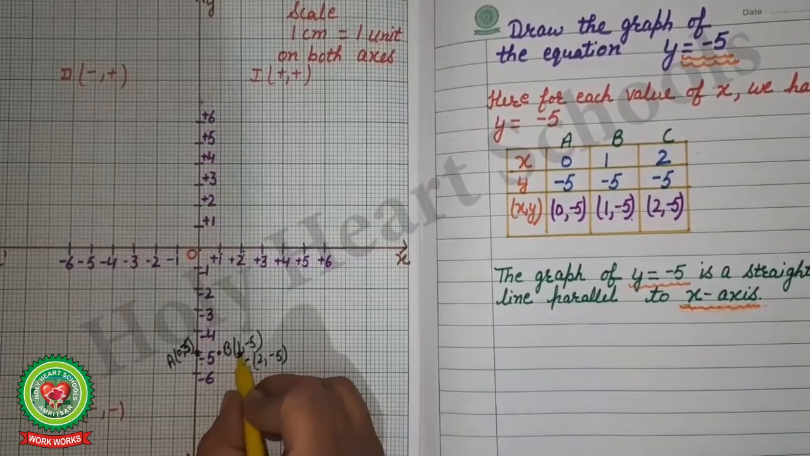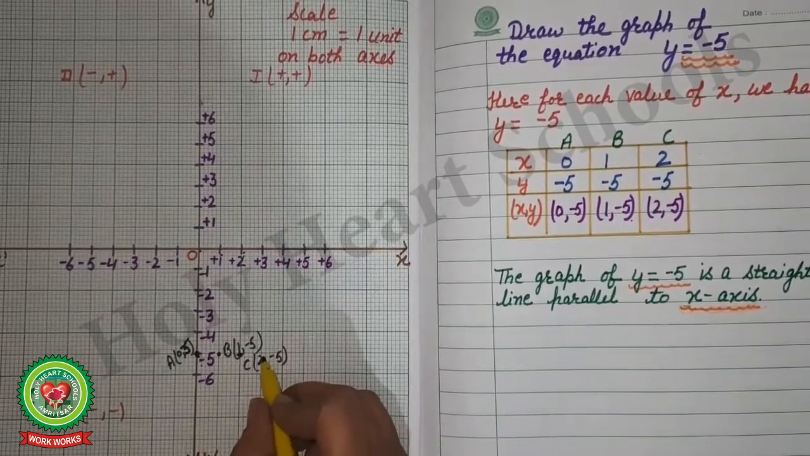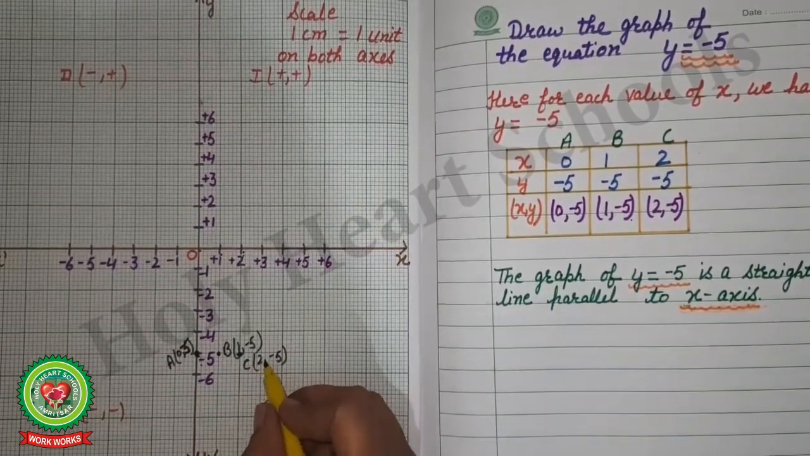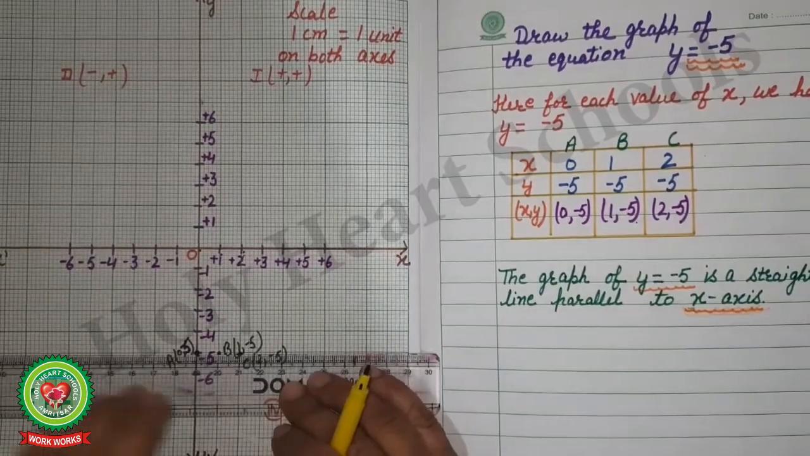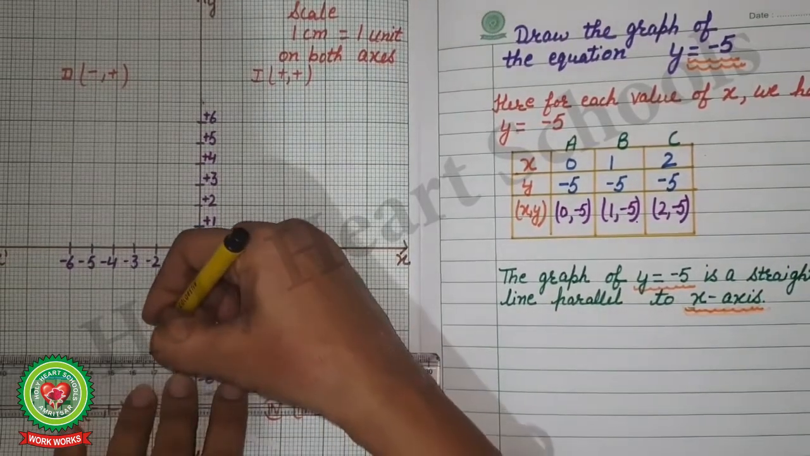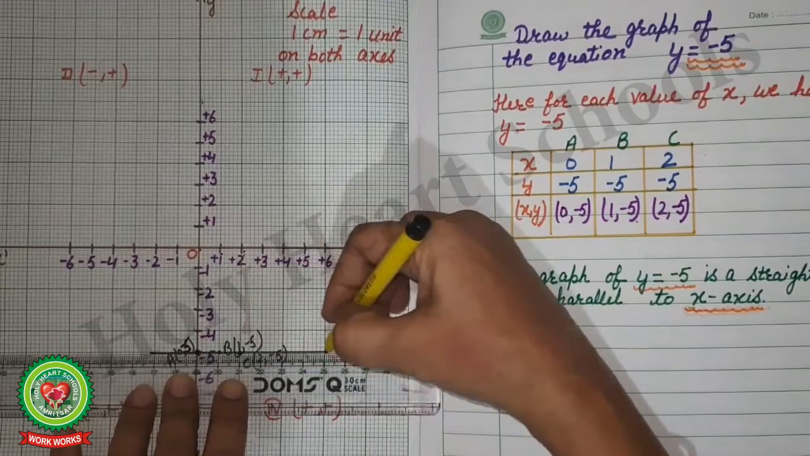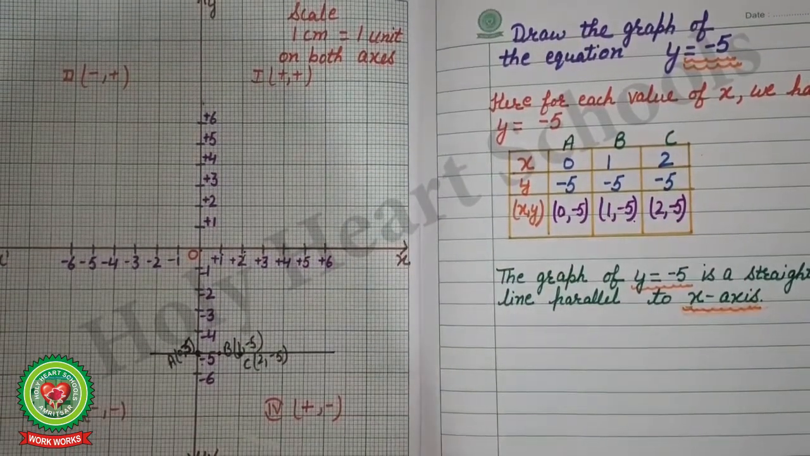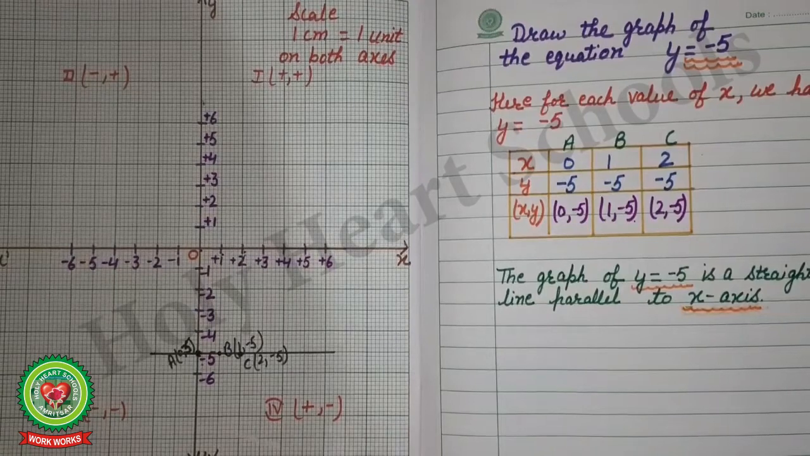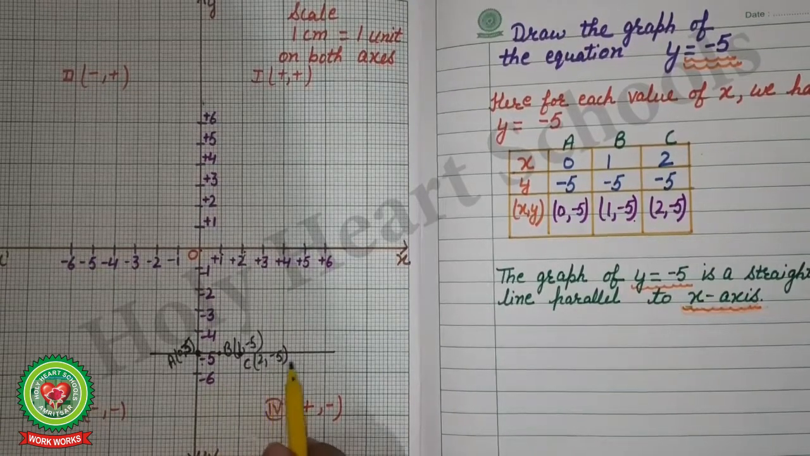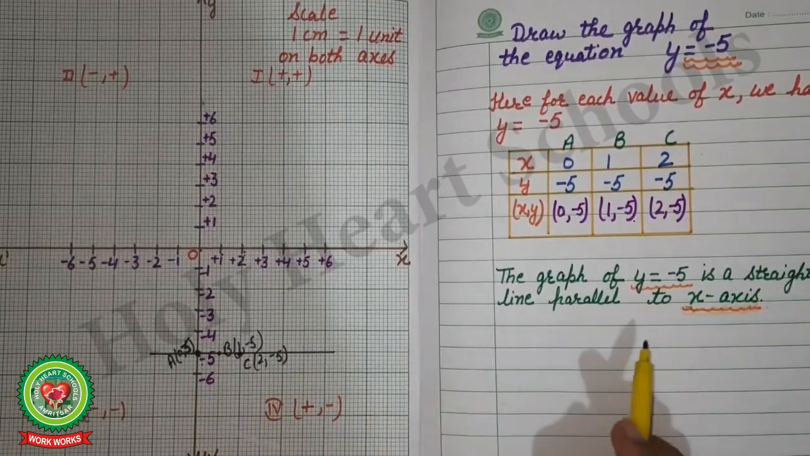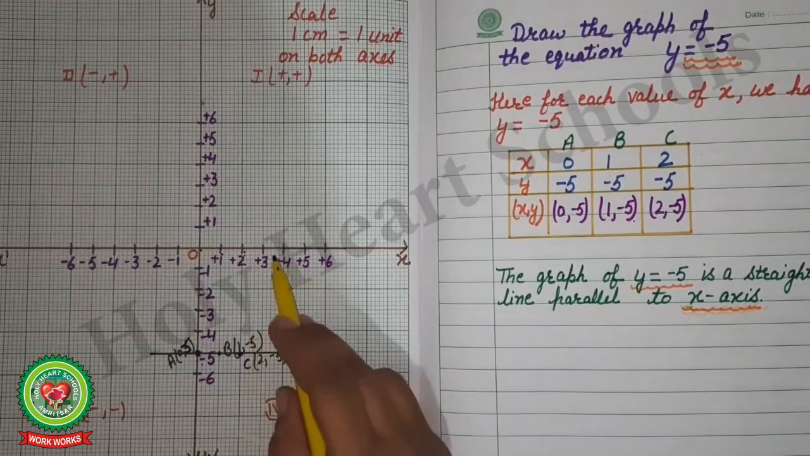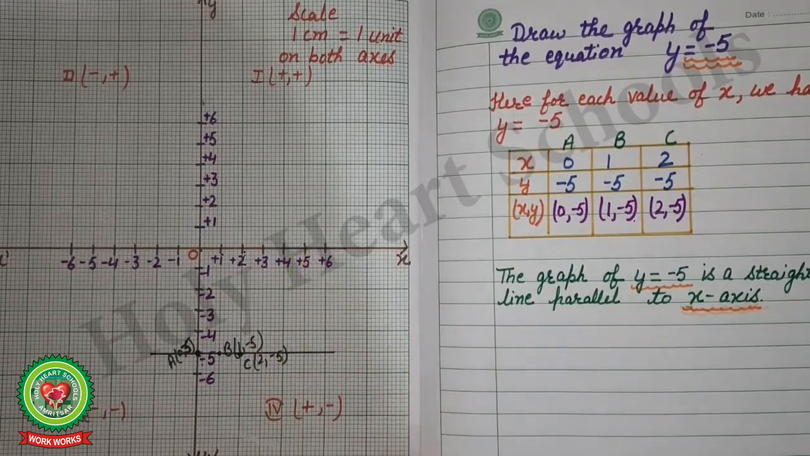These are the three points, and now we will join these three points with the help of a scale. Now students, we join these three points, and this is a straight line, the graph of y is equal to -5. The graph of y is equal to -5 is a straight line parallel to the x-axis.